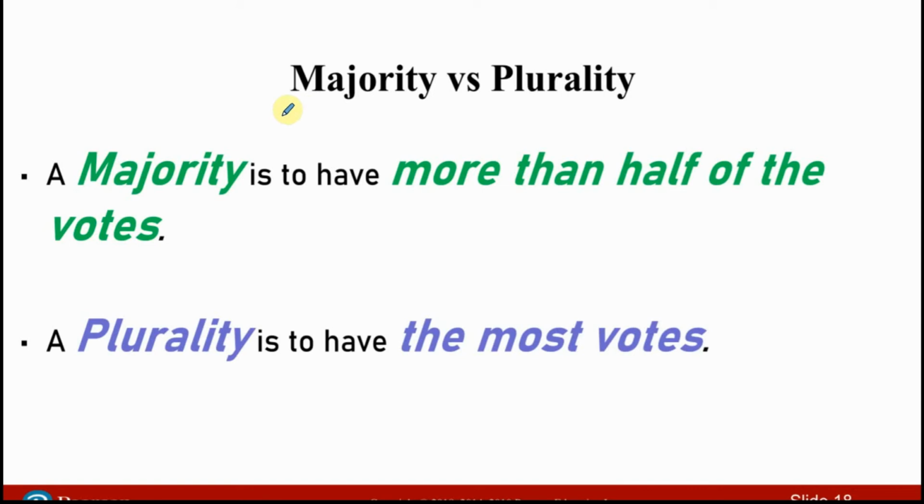So now we're going to talk about the difference between determining things by majority versus plurality. Most of the time in the voting system in the United States, things are determined by plurality. It just means you got the most votes. So majority is to have more than half of the votes. So if there's 10 votes, you need more than half. Five is not enough. You need one more than half. You need six, right? That would be majority vote. Plurality, that's just to have the most votes.